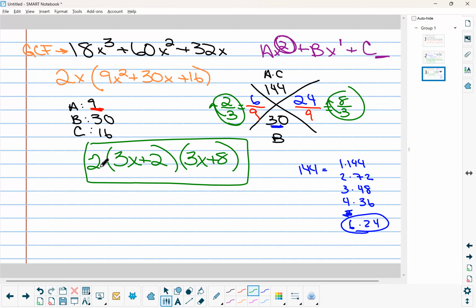Oh, and 2x out front. Don't forget the 2x out front. You got to bring that guy down as a GCF. I almost forgot. You guys will forget in varsity. It'll happen. It's okay, though. But it's got to come out first. All right, so that's it.